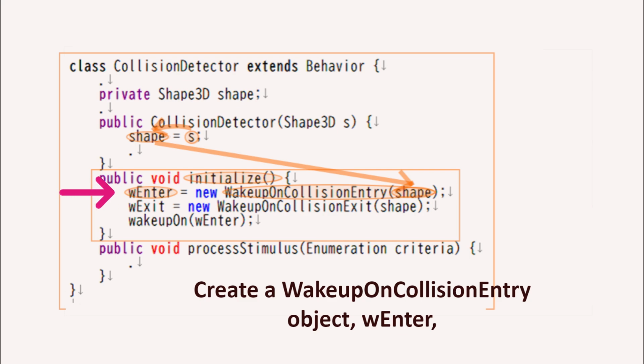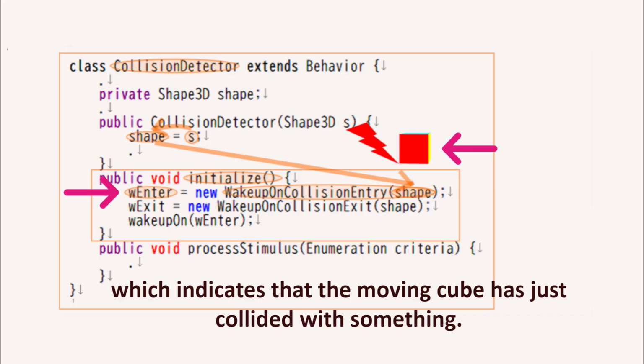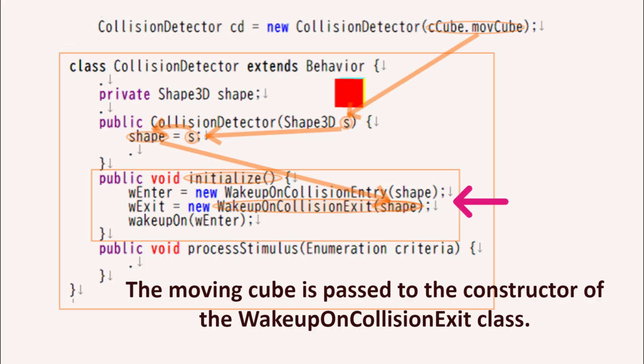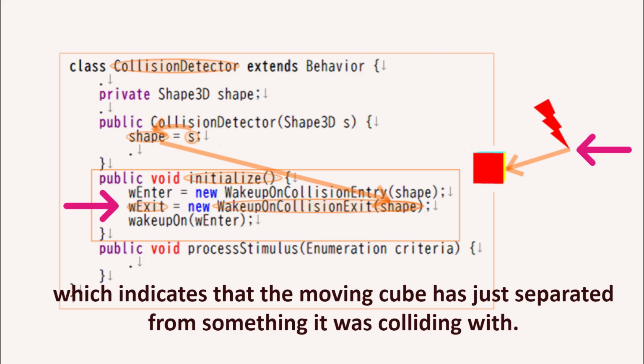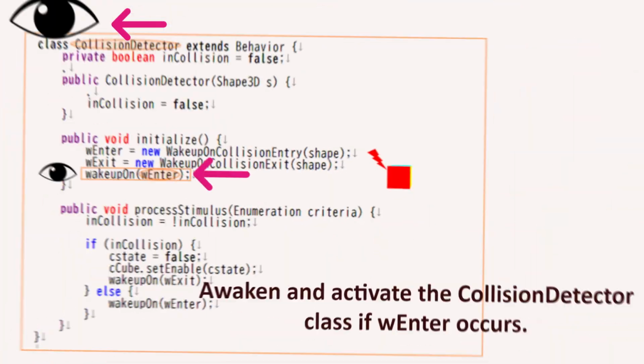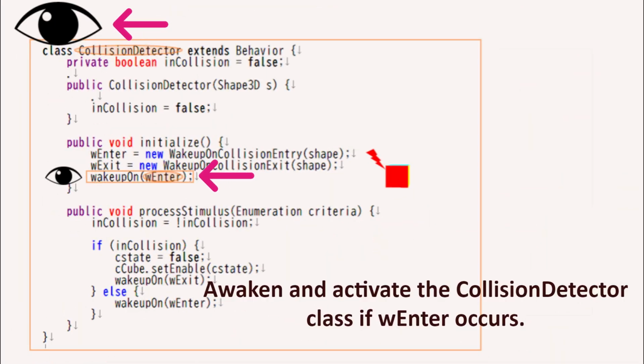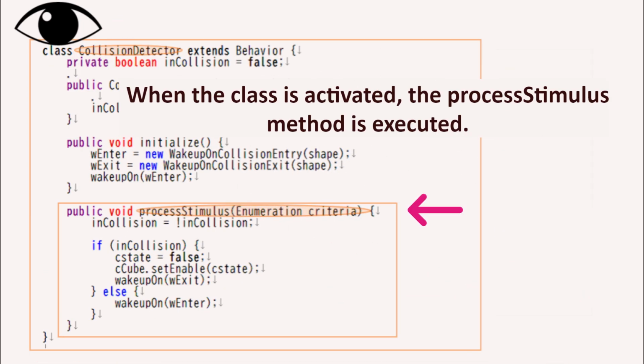Create a WakeUpOnCollisionEntry object, WEnter, which indicates that the moving cube has just collided with something. The moving cube is passed to the constructor of the WakeUpOnCollisionExit class. Create a WakeUpOnCollisionExit object, WExit, which indicates that the moving cube has just separated from something it was colliding with. Awaken and activate the CollisionDetector class if WEnter occurs. When the class is activated, the process stimulus method is executed.